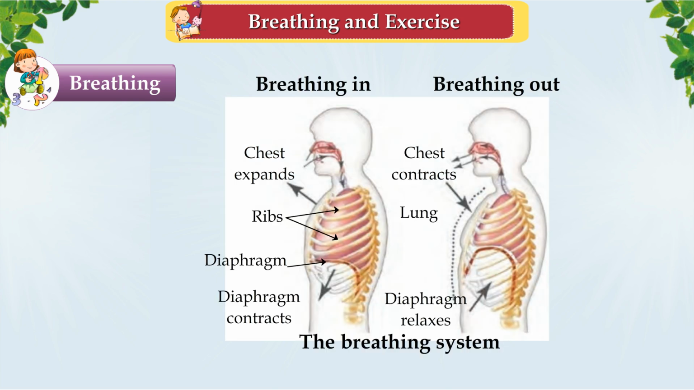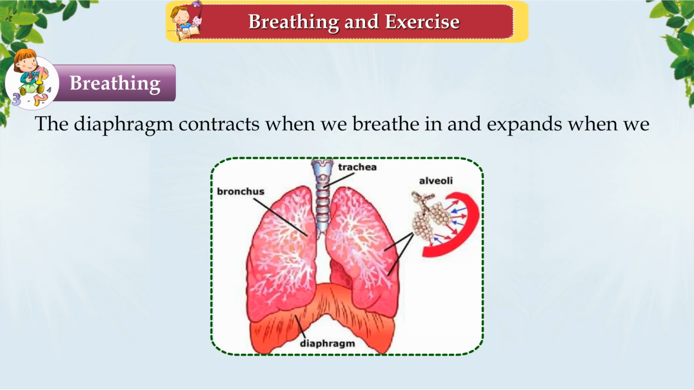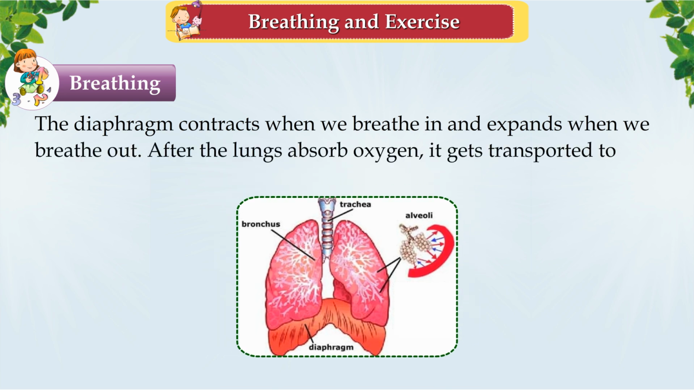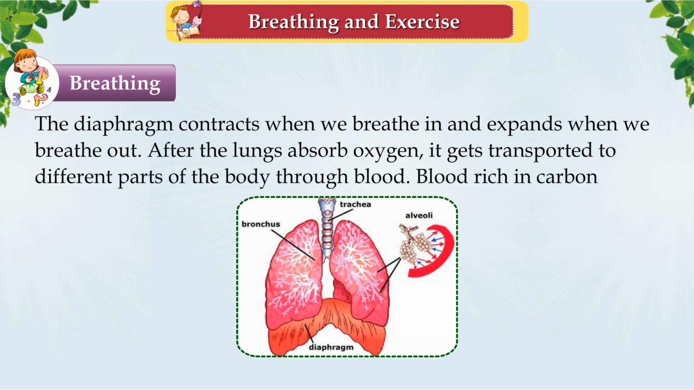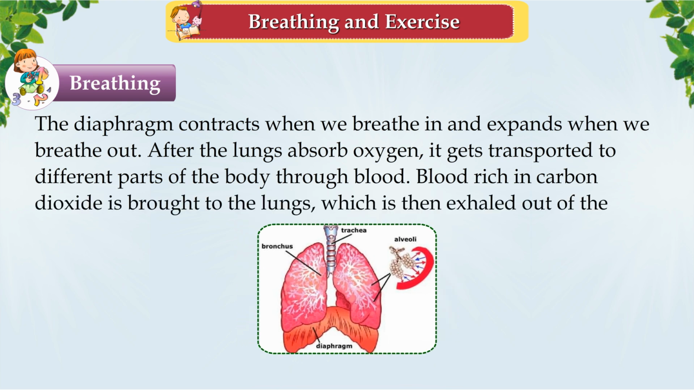The breathing system. Chest expands, ribs, diaphragm. Diaphragm contracts, chest contracts, lungs, diaphragm relaxes. Our diaphragm contracts when we breathe in and expands when we breathe out. After the lungs absorb oxygen, it gets transported to different parts of the body through blood. Blood rich in carbon dioxide is brought to the lungs, which is then exhaled out of the nostrils.